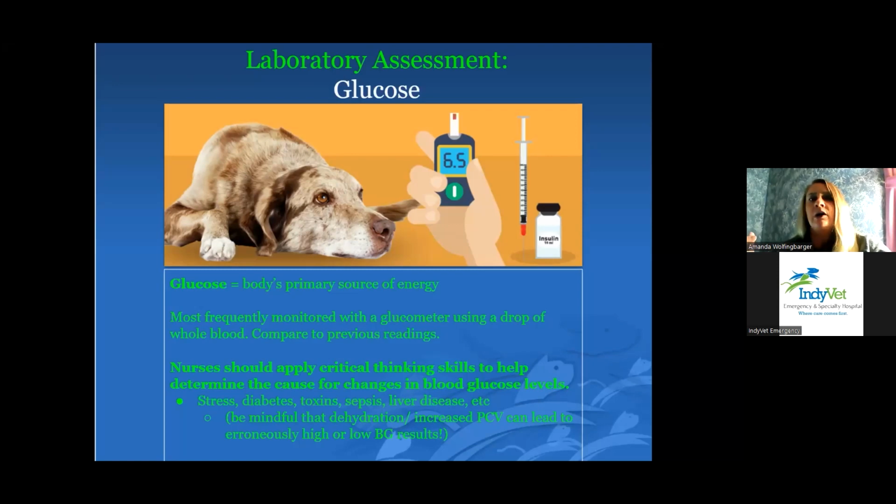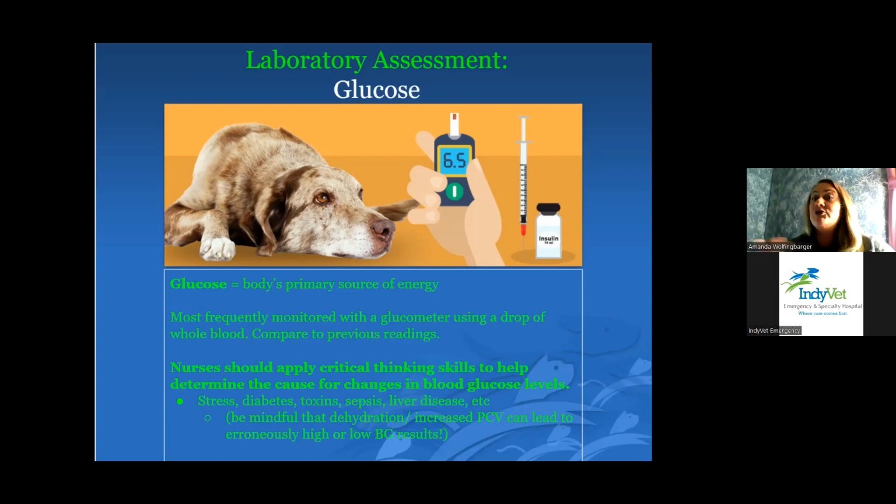Stress. A lot of times our kitty friends can have iatrogenic or just a stress hyperglycemia just from being out of their element. Our diabetics, toxins like our xylitol toxicities, sepsis, liver disease, and there's definitely too many to name, but there's just a few. And then this is always interesting to me, and something that you need to keep in the back of your mind.